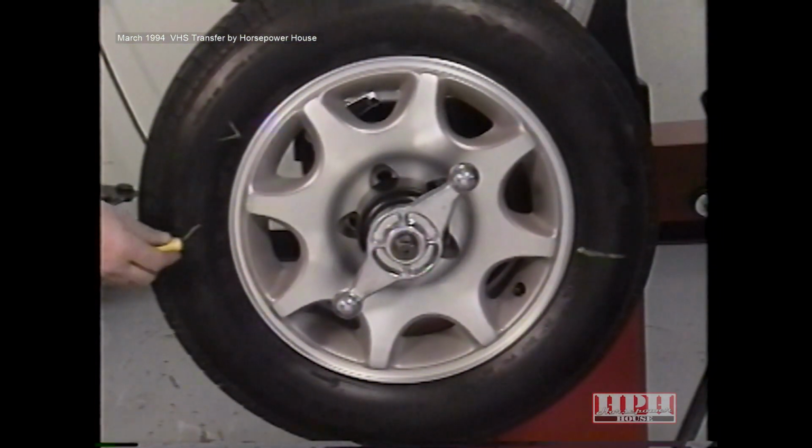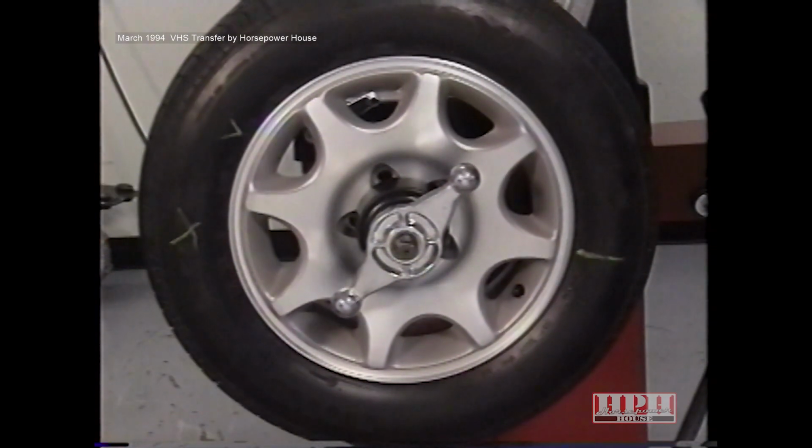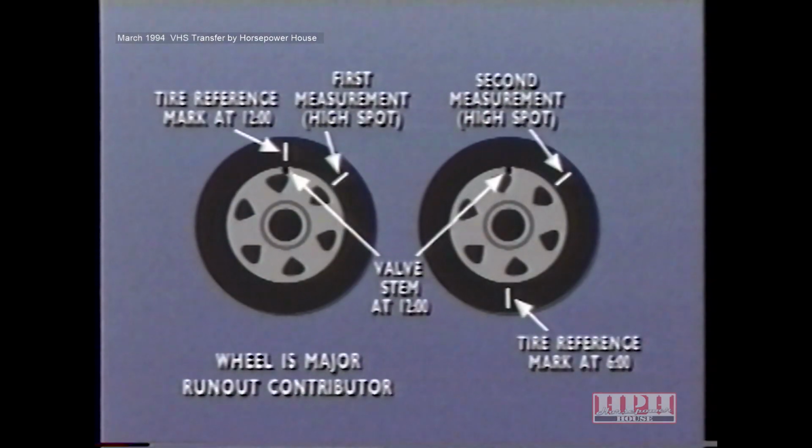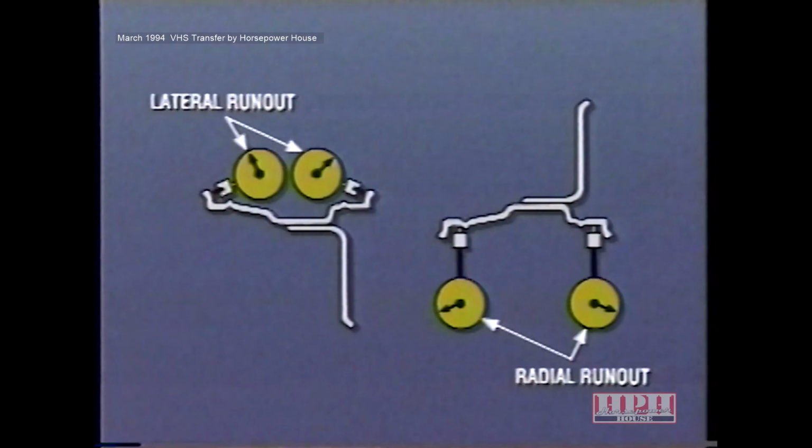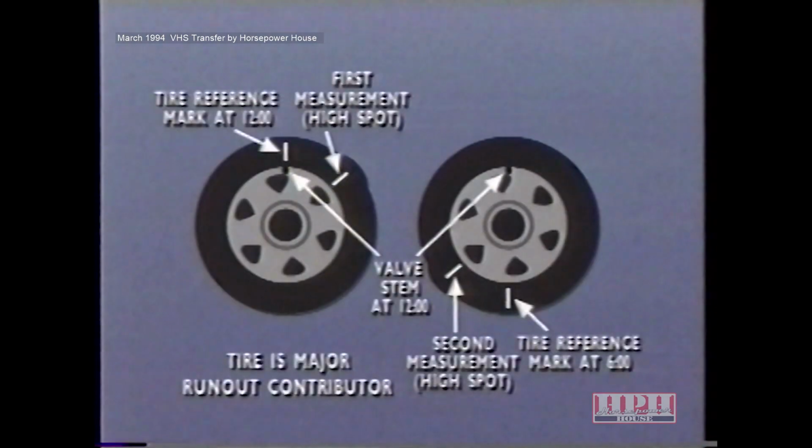If the runout had not been within tolerance, we would have marked the location of the new high spot. In cases where the new high spot remains at or near the location of the original high spot, the wheel is the major contributor to the runout problem. It should be measured for excessive runout and replaced if that is the case. In cases where the new high spot is at or near a position 180 degrees from the original high spot, the tire is the major contributor and should be replaced.